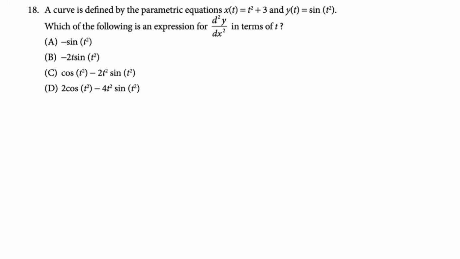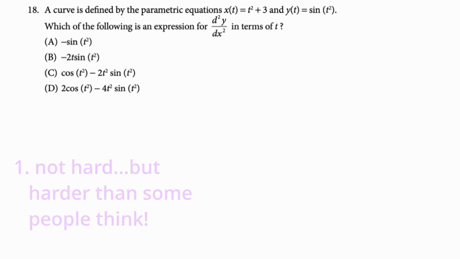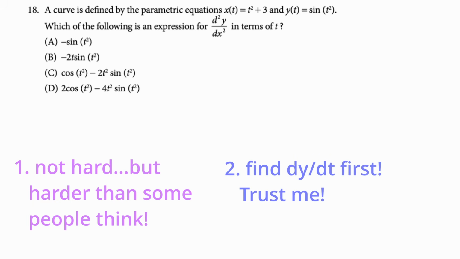18, a curve is defined by the parametric equations x of t equals t squared plus 3 and y of t equals sine of t squared. Which of the following is an expression for the second derivative in terms of t? So I have two things that I always think about with this. The first one is, this problem is not hard, but it is harder than your gut instinct would tell you. And also, start out by finding dy dt, because whatever you find first, you're going to put in the numerator.